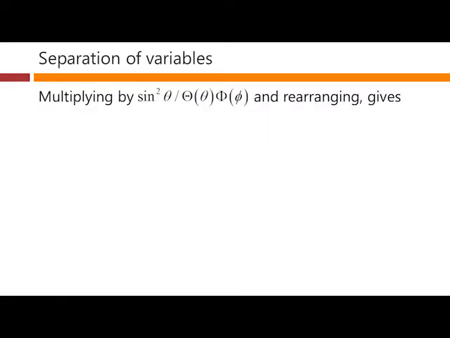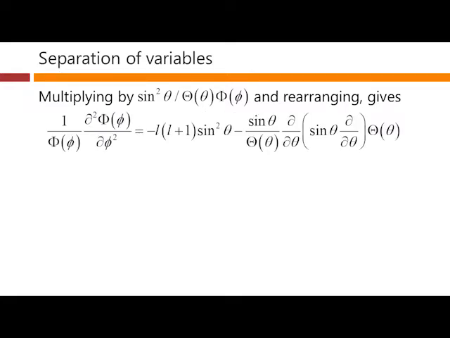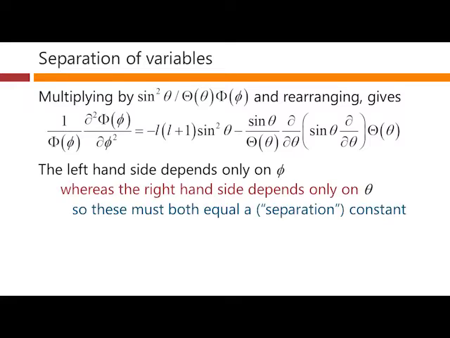Well, we can take that whole equation and multiply it by sine squared theta over the product of capital Theta of theta times capital Phi of phi, and rearrange that, and then we get the following equation. So on the left here, we've got something that only depends on phi and is only a function of phi, and on the right we have something that only depends on theta and is only a function of theta. So the idea is, because this only depends on phi and all of this only depends on theta, then they must both be equal to a constant, something we call a separation constant.